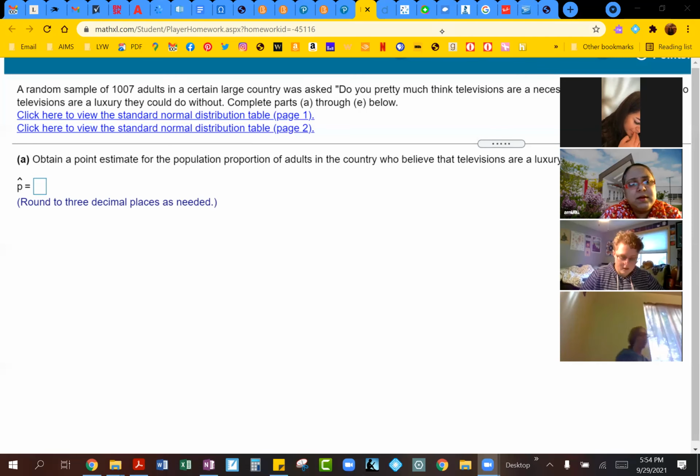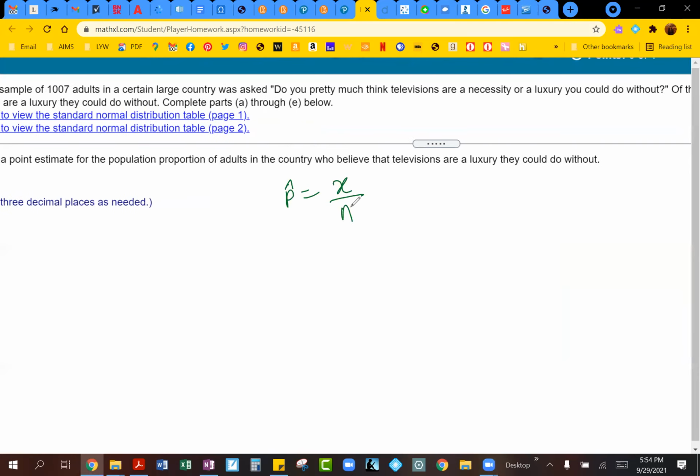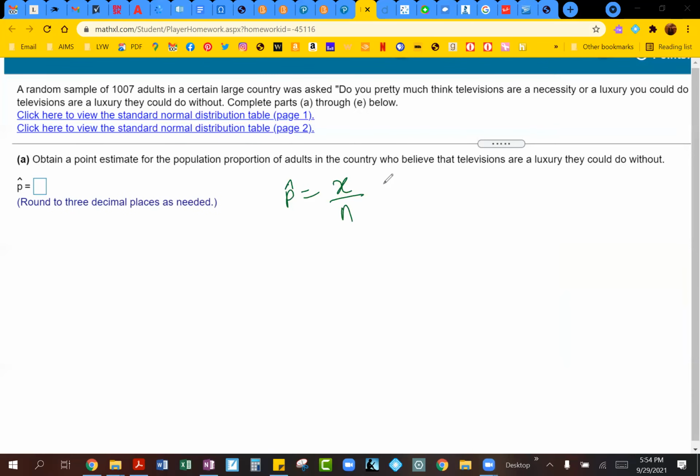Go ahead, Oliver. The number of individuals in the sample divided by the sample size. Very nice. Yeah. So since this is talking about people who believe that televisions are a luxury they can do without, that would be our, what was that number? 524, I think. Yeah. So very nice. So yeah, that would be 524 divided by 1,007. And then you can see they're giving you your rounding rules right over here. So we can just go ahead, take care of that division and we should have an answer.